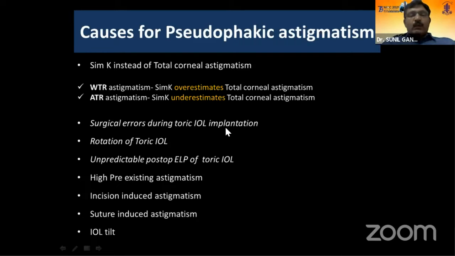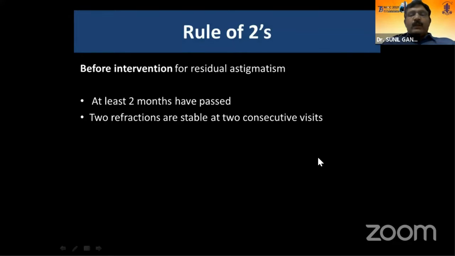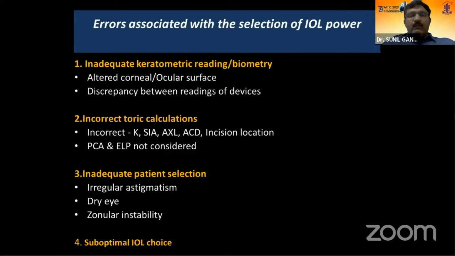Surgical errors during toric IOL implantation, rotation, and effective lens position could be altered in toric IOLs. Suppose a patient has pre-existing astigmatism, incision-induced, suture-induced, IOL tilt, all these things can contribute to the astigmatism. I tend to follow a rule of 2. That means the refraction has to be stable for 2 months. At least 2 months I will wait before I consider any intervention.